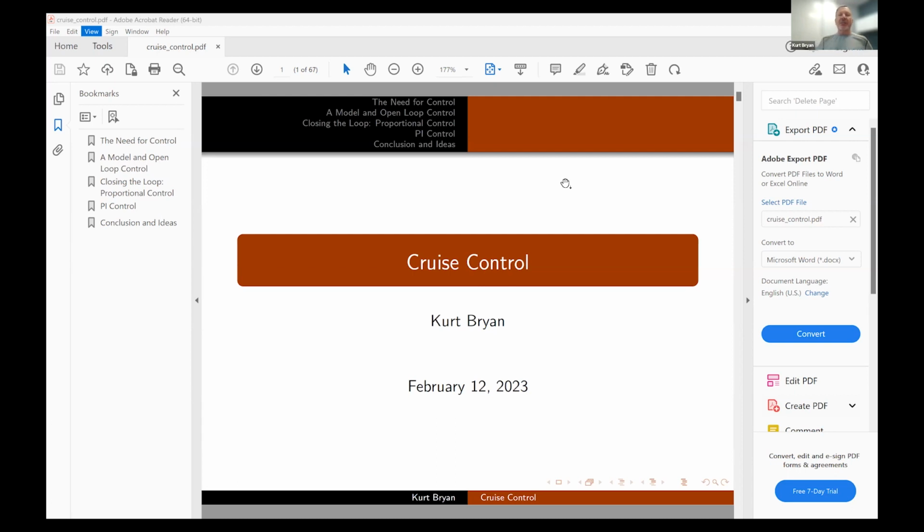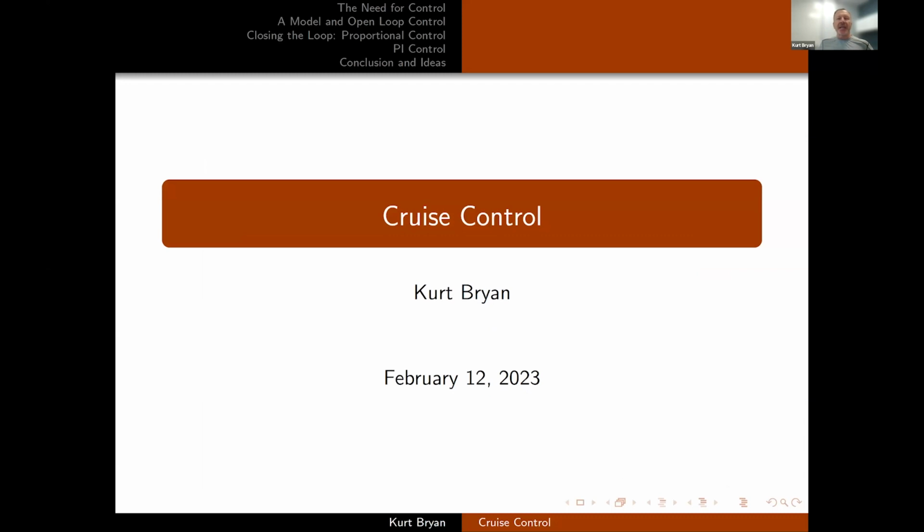So this is a project that there's material in the Semio textbook that I wrote that supports this project, but this project itself is not in the book. But I'm thinking of writing it up and submitting it to the Semio modeling projects. So it concerns designing a cruise control for a car.